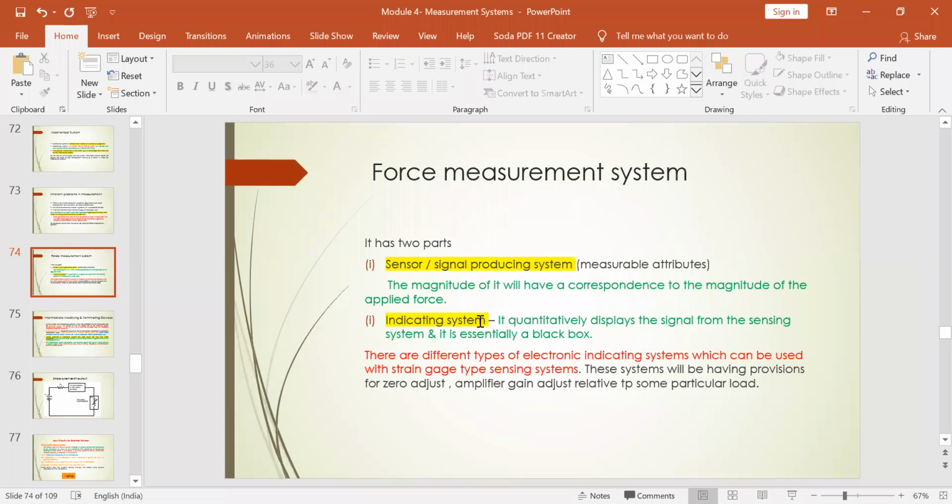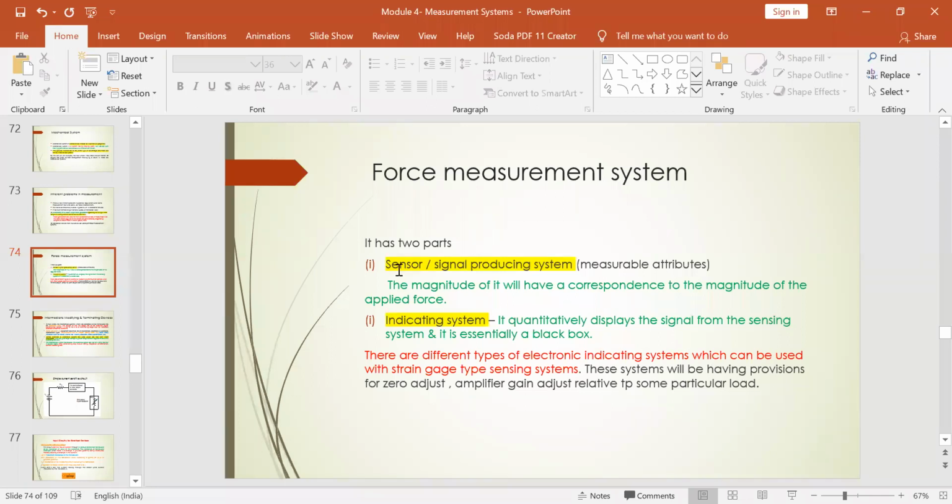To do this indicating system, there are different types of electronic indicating systems which can be used with a strain gauge type sensing system. In order to work, you should be using a strain gauge type of sensing system which senses the applied force, and that applied force will be displayed using a black box, which is nothing but our electronic indicating system. Okay, so these systems will have provisions to zero adjust and amplify, gain adjust, based on the particular load applied. So what does this do?